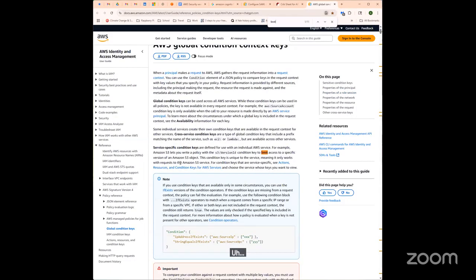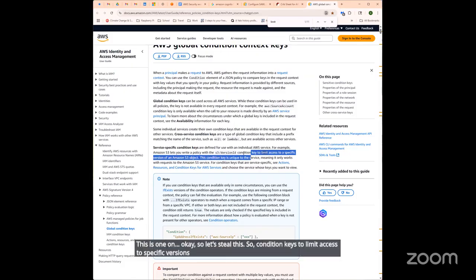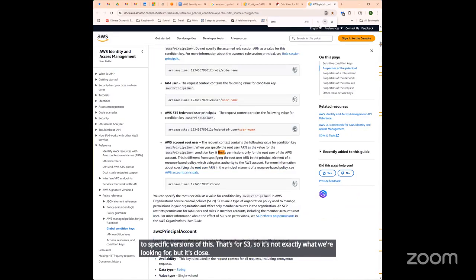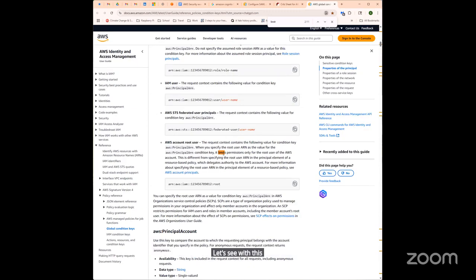Let's see. Okay, so this is one. This is one on, okay, so let's see this. So condition keys to limit access to specific versions of this. That's for S3. So it's not exactly what we're looking for, but it's close. Let's see what this.